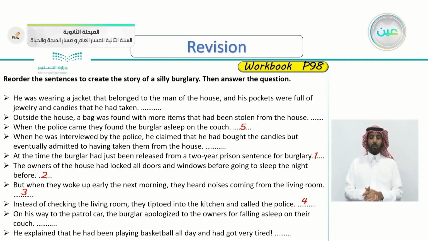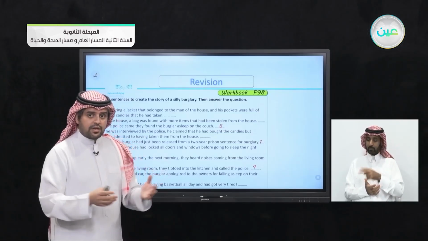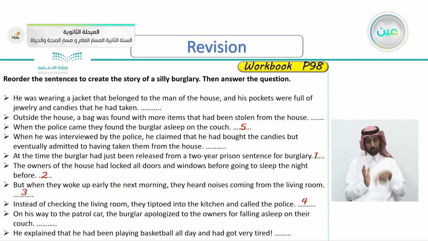What about number 5? Yes, when the police came, they found the burglar asleep on the couch. It was morning. When they came, they saw the burglar sleeping on the couch. The 6th sentence. Yes, he was wearing a jacket that belonged to the man of the house, and his pockets were full of jewelry and candies that he had taken. Very good. Number 7. Let's continue.